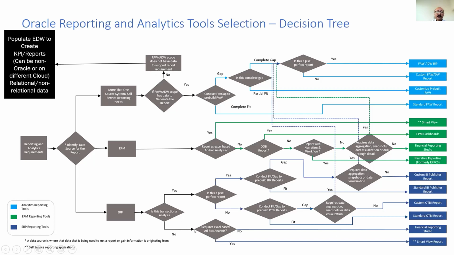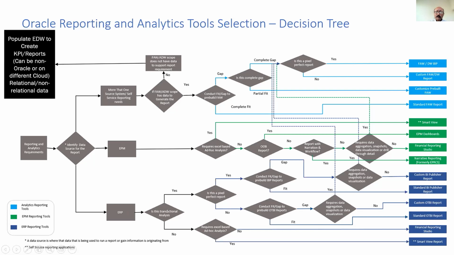reporting on top of that, such as if it's financial data, if it requires an Excel-like interface, you end up in SmartView or in FRS, or if you need pixel perfect reporting, then you will typically end up in BI Publisher. Otherwise, OTBI might suffice some of these needs. So that's the operational path that we just looked at.